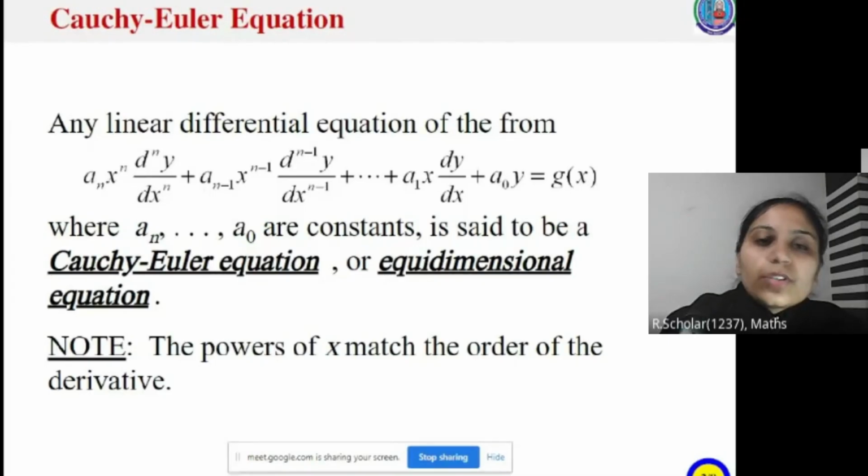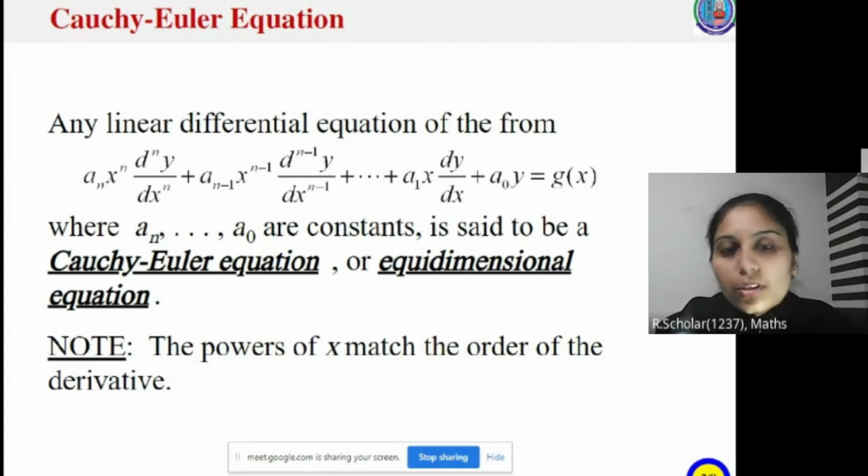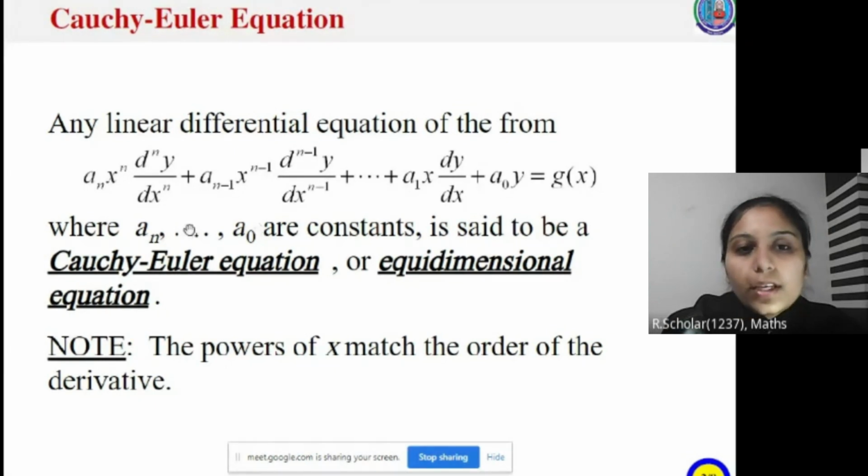So Cauchy-Euler equation is a linear differential equation of that form. Here the form is a_n x raised to power n d^n y upon dx^n plus a_{n-1} x power n minus 1 d^{n-1} y upon dx^{n-1} up to a_0 y is equal to g(x). Here you can see a_n, a_{n-1}, a_1, a_0, all are constants, and the speciality of this equation is the power of x and the differential order matches. Here x^n and d^n y upon dx^n.